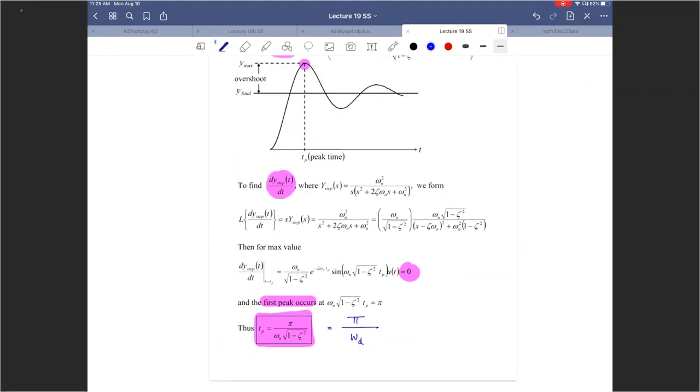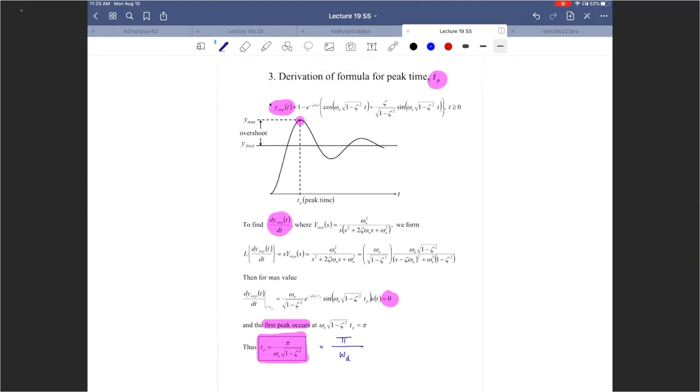So the derivation is provided over here, but as a summary, I'm providing the explanation of how the math would flow. You would take the step response, differentiate it with respect to time, and equate it to 0. And the first value of time that makes that happen is going to be your peak time. So we are going to use this result.